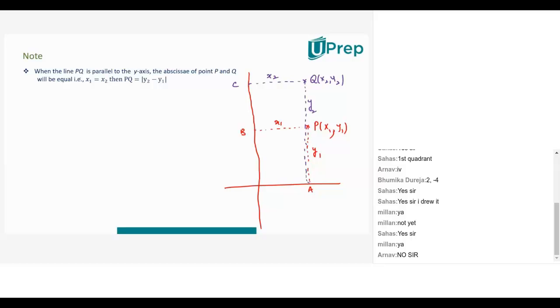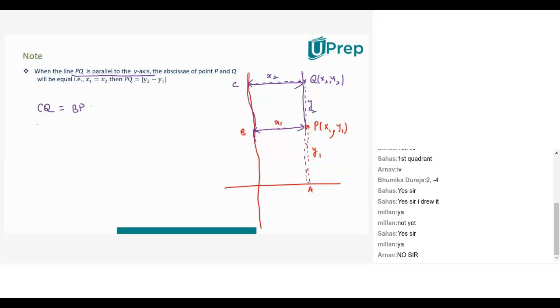Now look at the first property, condition. He says PQ line is parallel to the y-axis. If the line PQ is parallel to the y-axis, then can I write CQ must be equal to BP? Because these two lines, the PQ line and my y-axis, are parallel lines, the distance between the parallel lines should be equal. One length is CQ and another length is PB. They both are equal. Is that clear to you both?